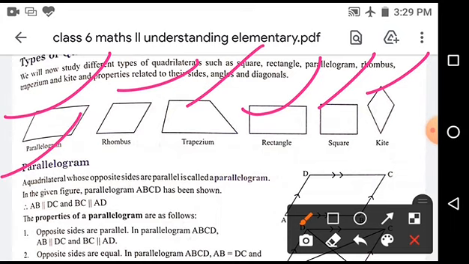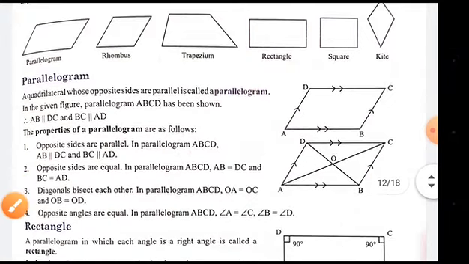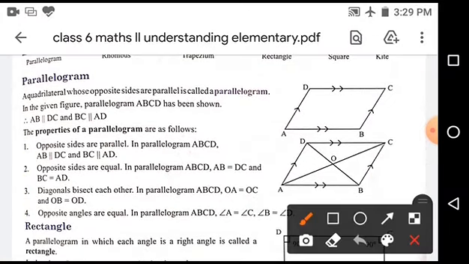So first is parallelogram. Students, you can see here the diagram of a parallelogram. In a parallelogram, opposite sides are parallel. This is the first property, and they are also equal. Here the arrow sign shows that they are parallel. Next one is opposite sides are parallel and equal.